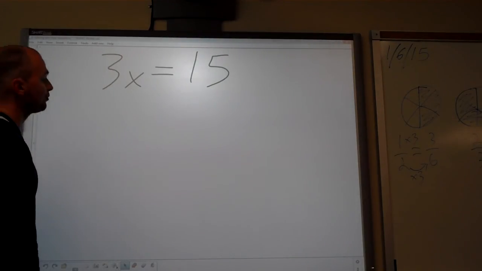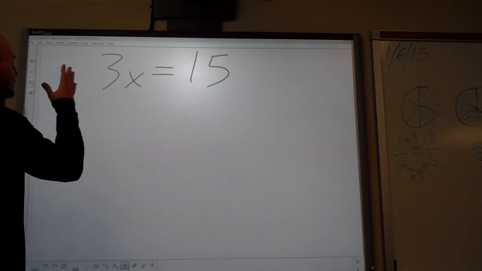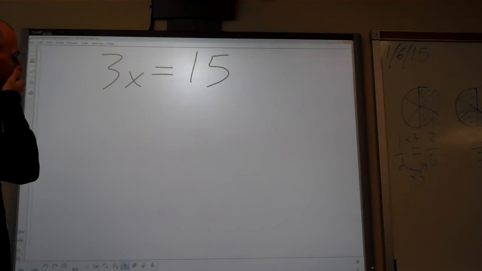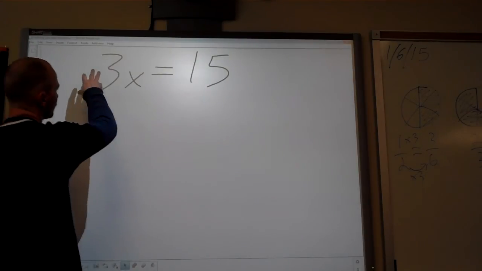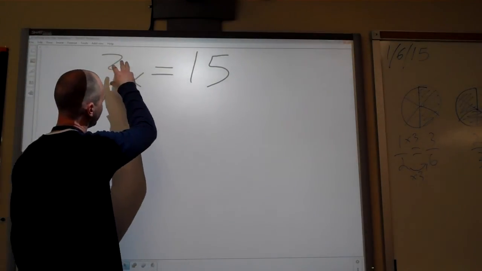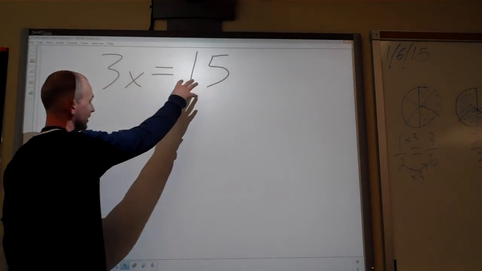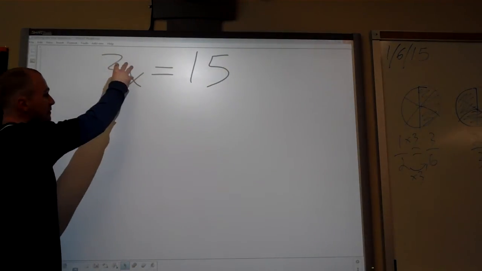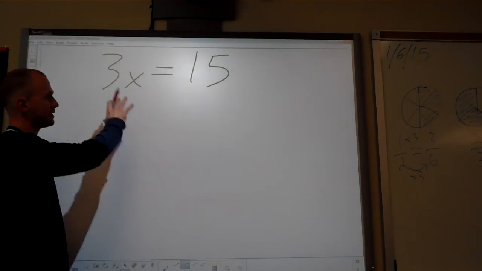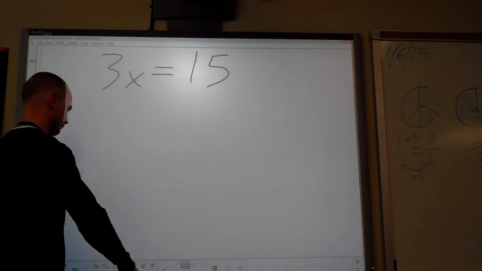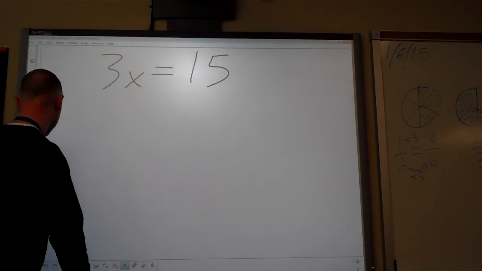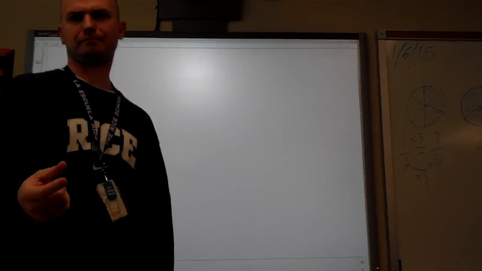All right, here we have 3x equals 15. 3 times something, 3 times x equals 15. So we want to get rid of this times something. We want to get rid of the times x. You know what? Let's save this for next time. Yeah, it is 5.